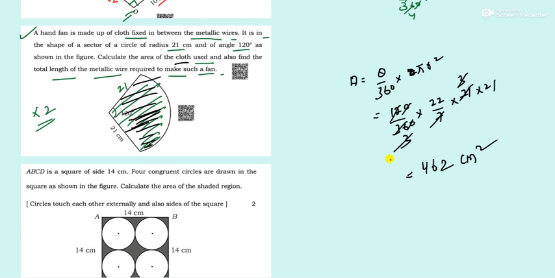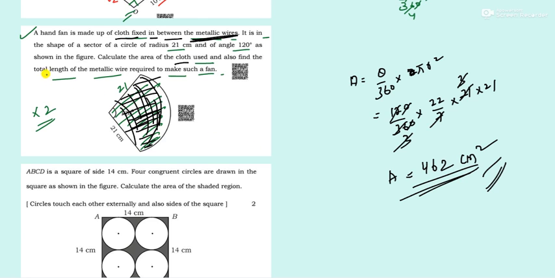So okay, the handmade fan is made up of cloth fixed in between the metallic wires. Okay, so it is fixed here. Correct? It is in the shape of a sector. So this much is enough. Area of sector is enough. No need to find both sides because we are not covering, it is just fixed. So only this much is enough. Area of the cloth is 462 centimeters square.